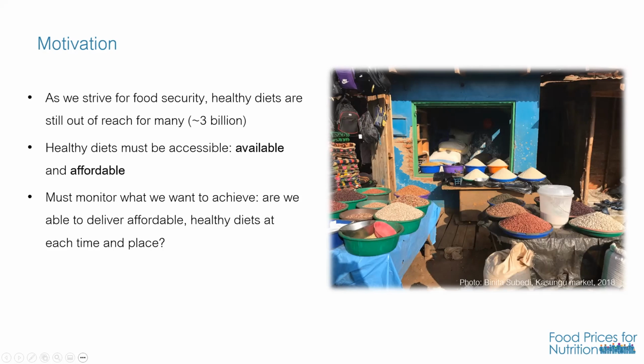And that's really the motivation for monitoring diet costs and affordability in the way that we do with the least cost diets. If we want to achieve food security, we have to monitor where healthy diets are affordable and whether we're able to deliver healthy diets in each time and each place. And so that's really where this work stems from.